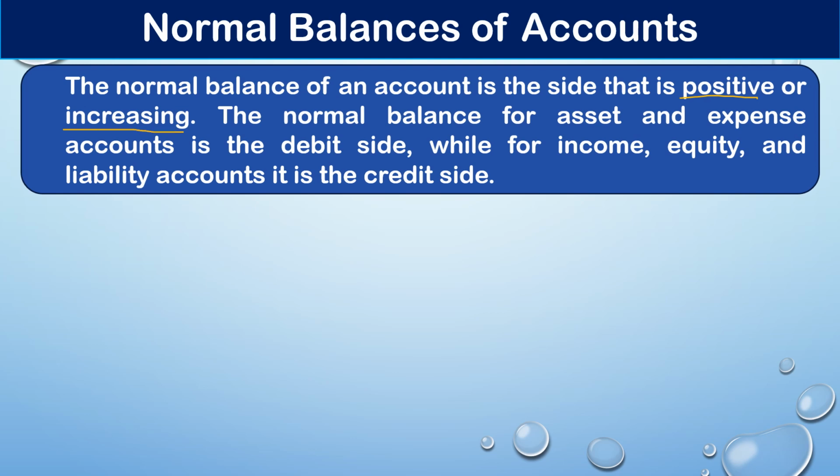Atong ibalik nga diri sa T account naa ang debit side sa left, ang credit sa right. So in here atong identify asa ana nga side ang positive. Okay, so the normal balance for asset and expense accounts is the debit side. Okay, while the income, equity, and liability is in the credit side. So, ato ni siyang subtone, diin man siya ani nga idea.